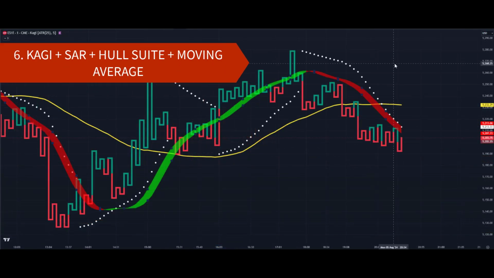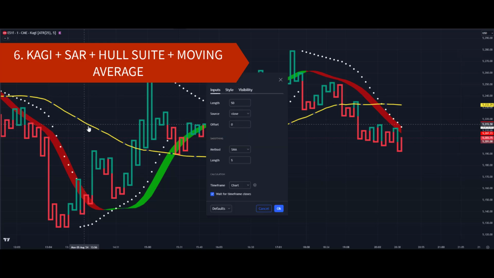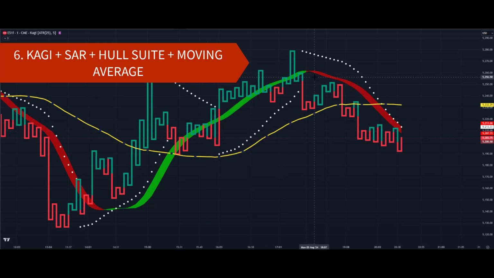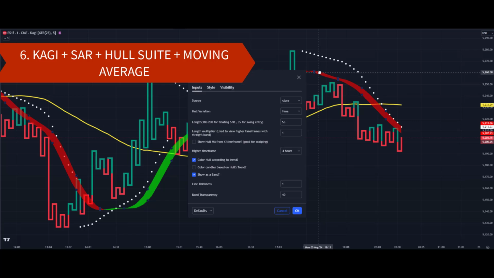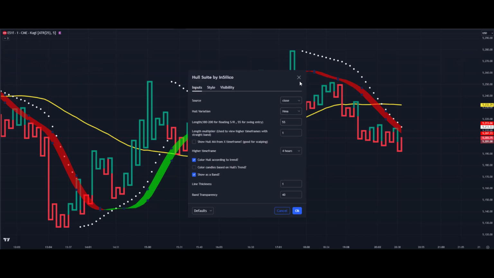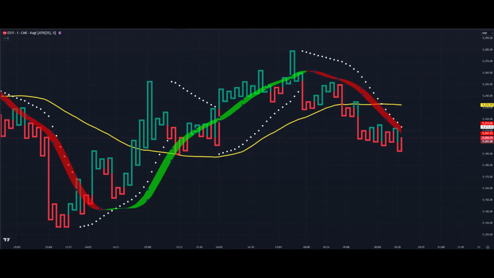So we're keeping the parabolic SAR in play for our 7th strategy, and what we're now adding is a 50 period moving average, that yellow line, and the red and green ribbon, that's the Hull suite, and that's set to 55. So how do we trade this? Well, I'm using the S&P 500, 25 ATR, giving us a $5 block size.